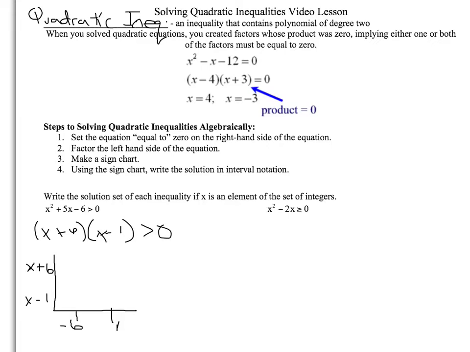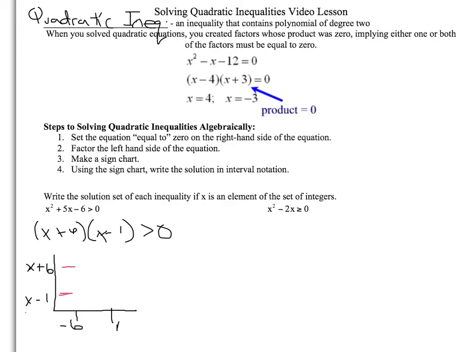Now what you do is you pick a number. Pick a number less than negative 6. So maybe I choose negative 7. When I choose negative 7 and I plug it into the factor x plus 6, negative 7 plus 6 is negative 1. It is a negative answer. Then you plug negative 7 into your other factor. When you plug negative 7 into your other factor, you get negative 8, which is negative.